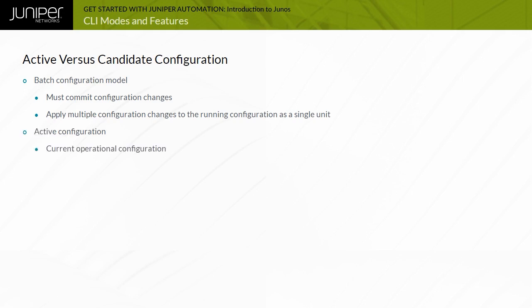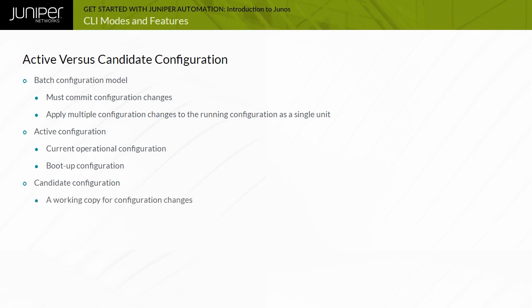The active configuration is the configuration currently operational on the system, and is the configuration the system loads during the boot sequence. This concept is analogous to both the running configuration and startup configuration in software from other vendors. The candidate configuration is a temporary configuration that might possibly become the active configuration.